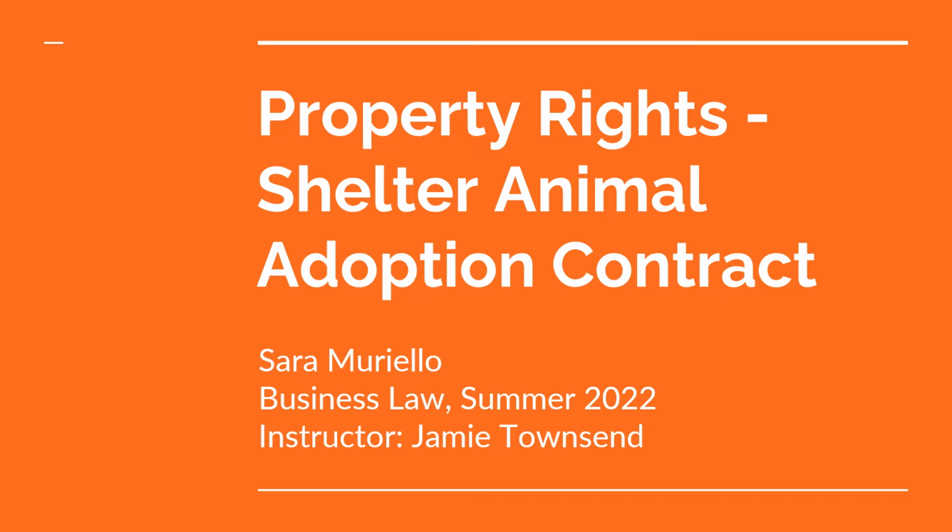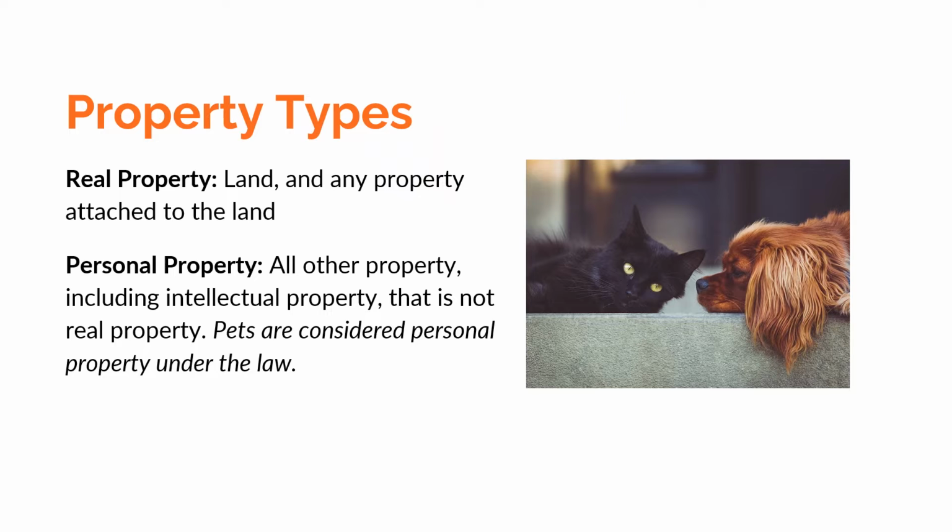I'm Sara Muriello, and I'm going to be presenting on property rights through a sample shelter animal adoption contract. In the US, property can essentially be divided into two property types. So we've got real property, which is land and any property attached to the land. And then there's personal property, which is all other property, including intellectual property that is not real property. And currently in the United States, pets are considered personal property under the law.